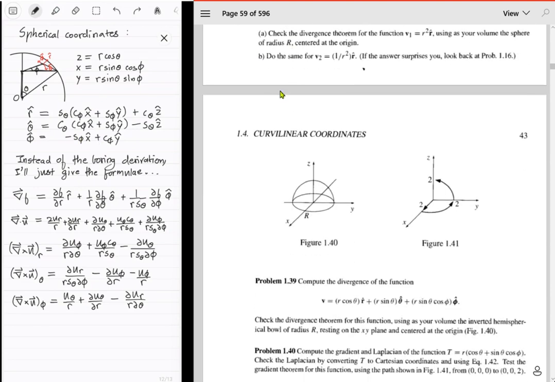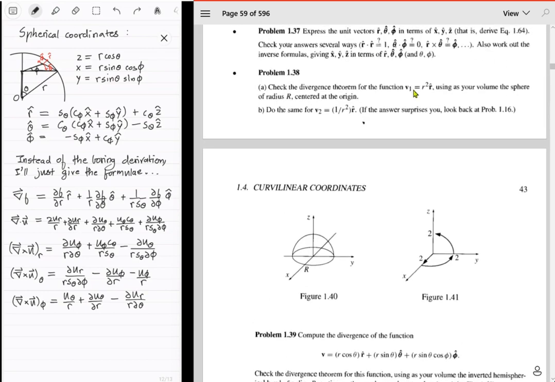Okay. Then 1.38. Check the divergence theorem for the function v1 equal to r squared r hat, using a volume. What? Using a volume, the sphere of radius r centered at the origin.